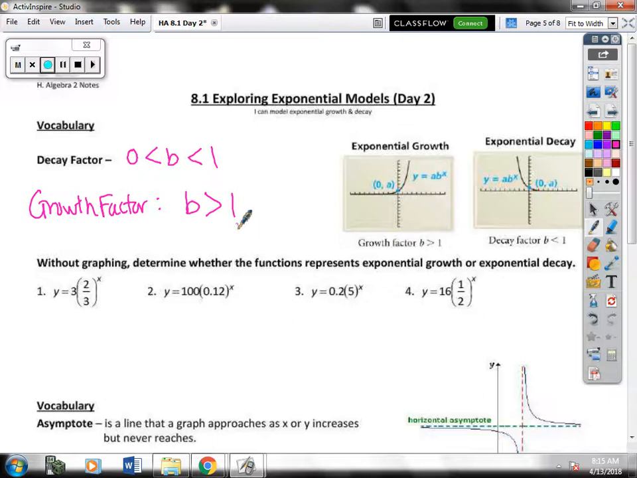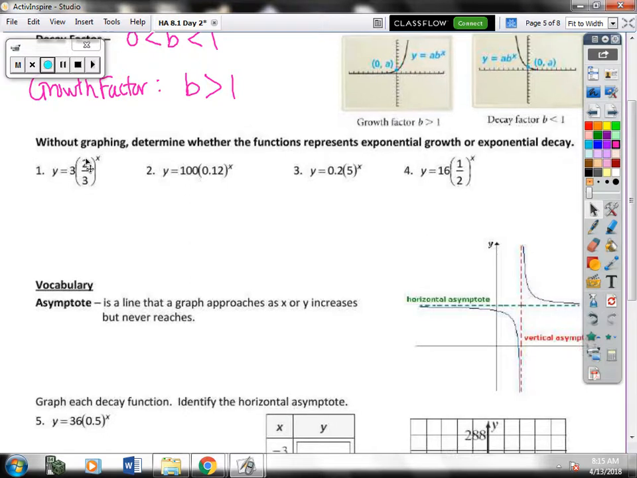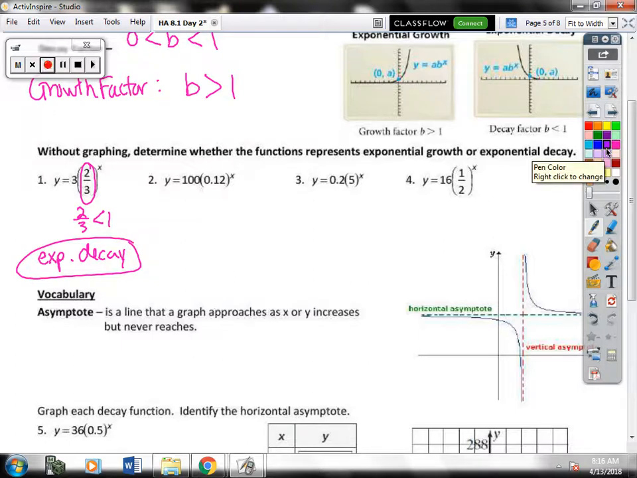So the first 4 examples ask us, is it exponential growth or is it exponential decay? Without graphing it. So all we have to do is look at the b value and ask ourselves, is this greater than 1 or less than 1? So 2/3, it's 0.6 repeating, that's less than 1. So this has to be exponential decay. Make sure you're only looking at the b value. The initial population doesn't matter at all, what a is. It's just what b is.